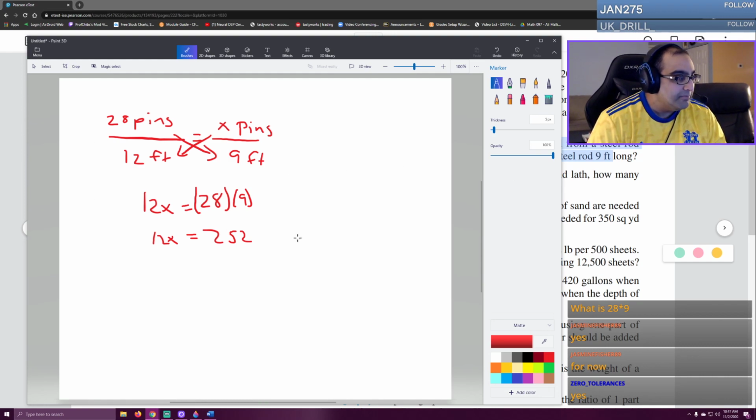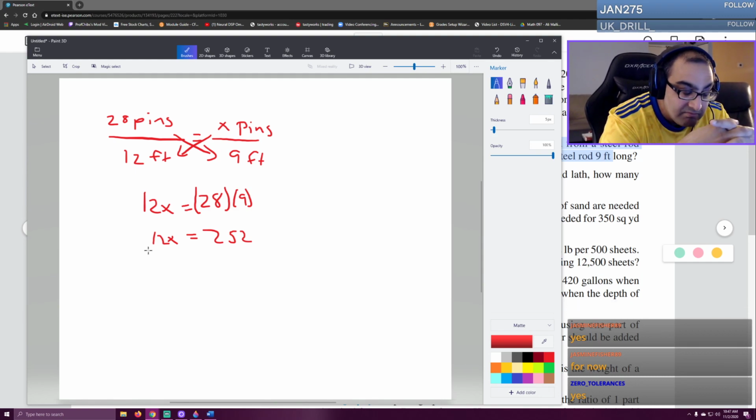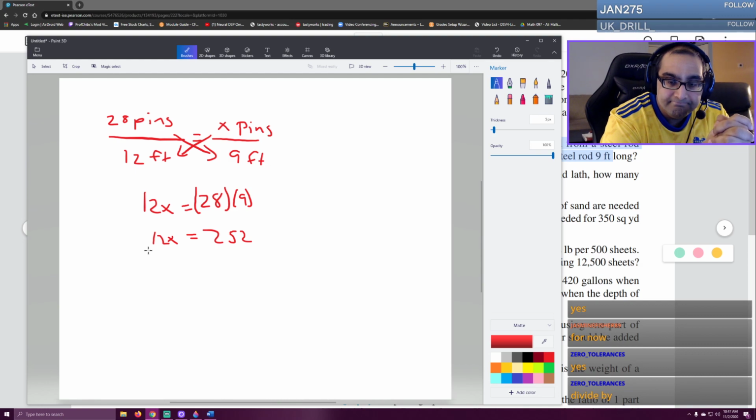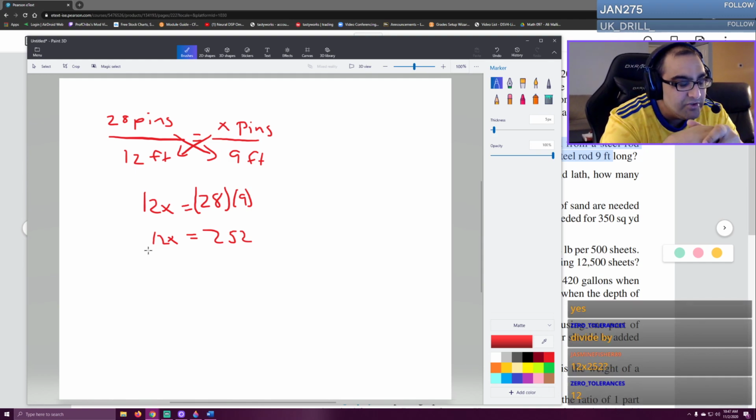Okay. So let's go ahead and divide by, what are we going to do next, actually? What should we do next if we're going to solve for x? Divide by 12. Not 12 times 252, not quite. Divide by 12.